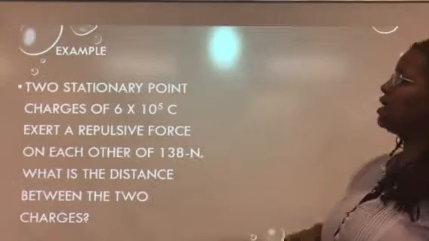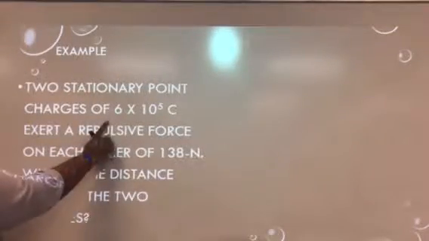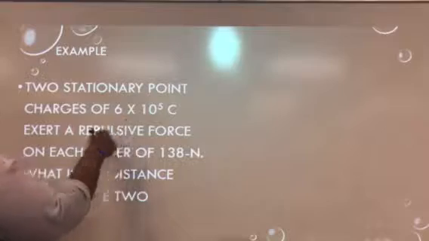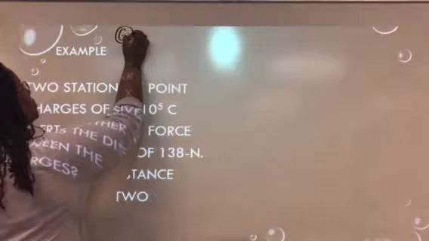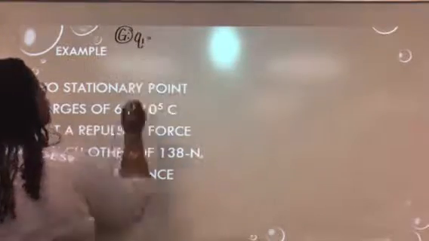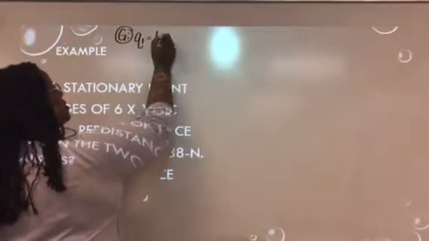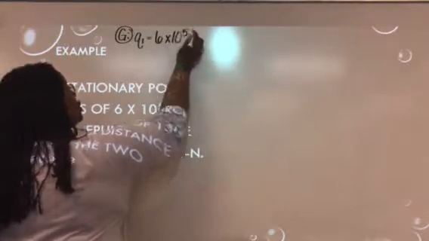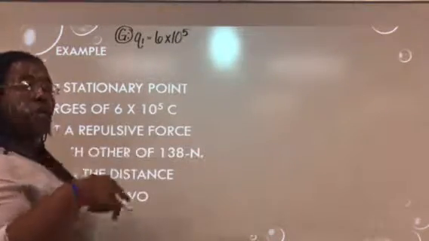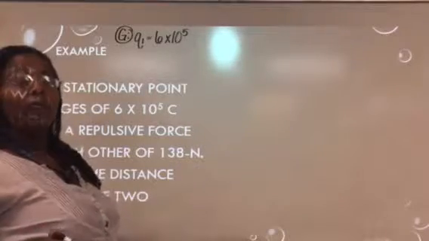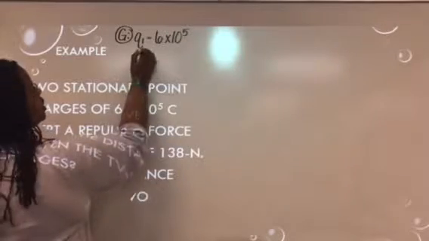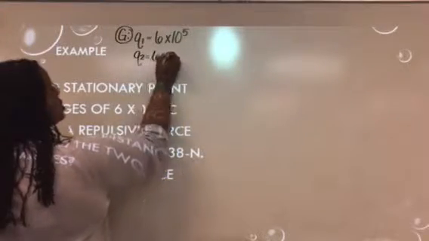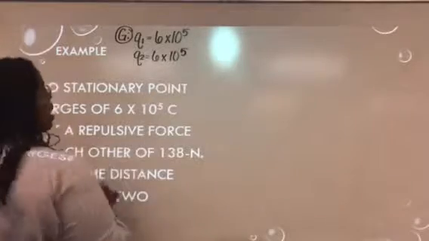So let's take a look at the information that we were given in the first place. We have two stationary point charges, and charges, remember, are represented by Q1 and Q2. So G is for my given. My Q1 will be 6 times 10 to the 5th. Pay attention to your units. You will often see the micro sign in front, so it could be a micro Coulomb. So make sure that you have a capital C alone. Q2 is also 6 times 10 to the 5th power.